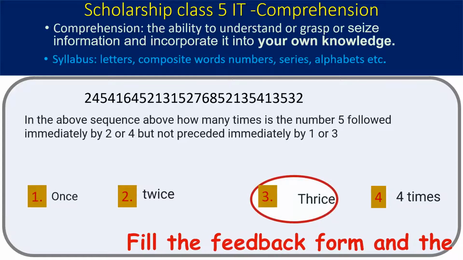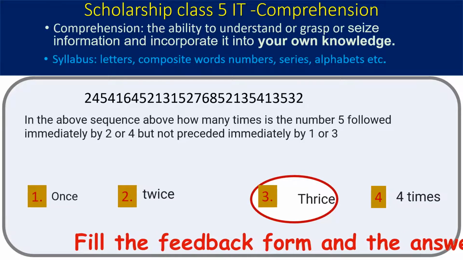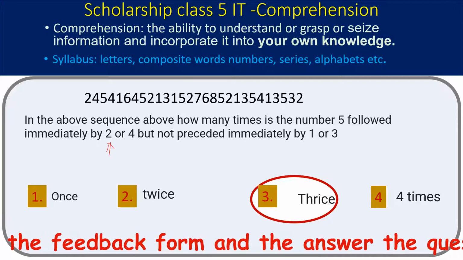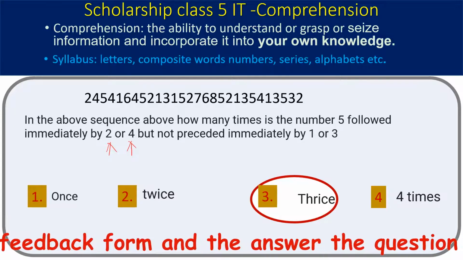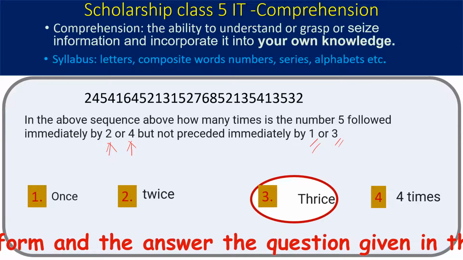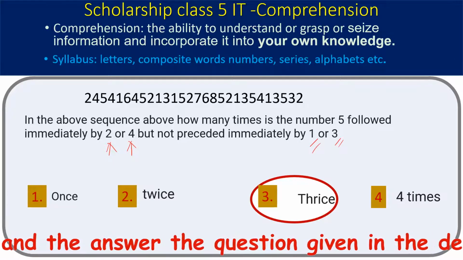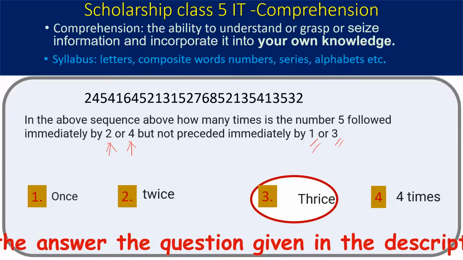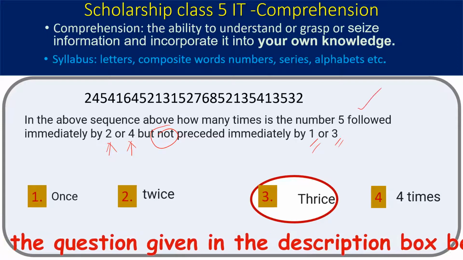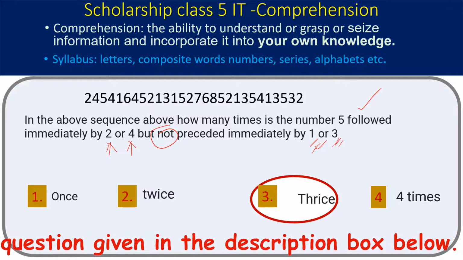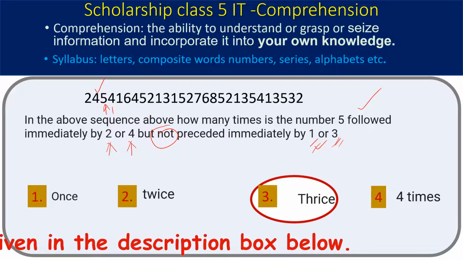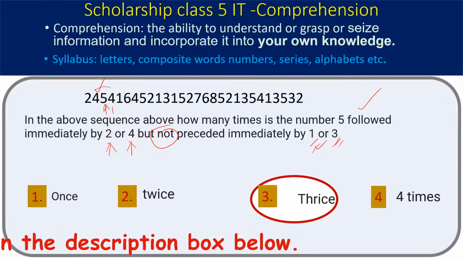the number 5 is here. Immediately it should be the 5 followed immediately by 2 or 4. That condition should be satisfied, but it should not be preceded by 1 or 3. There should not be 1 or 3 before that. That means any other number it can be, because there is a not here. Here is a condition to be followed and this should not be there. So let us mark 5 followed by 4 and preceded by 4, no problem. So that will come into our count.